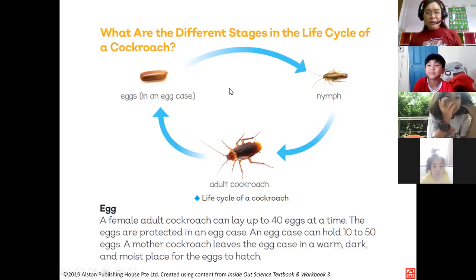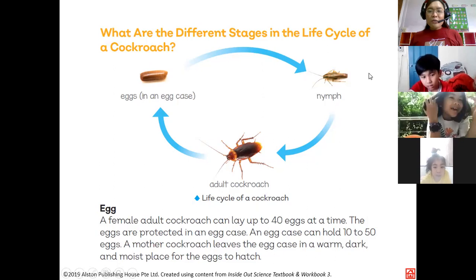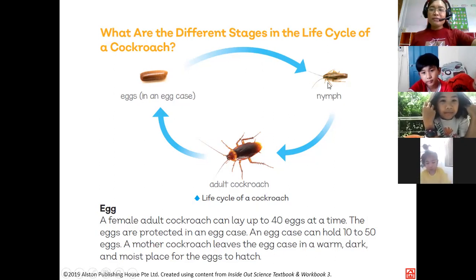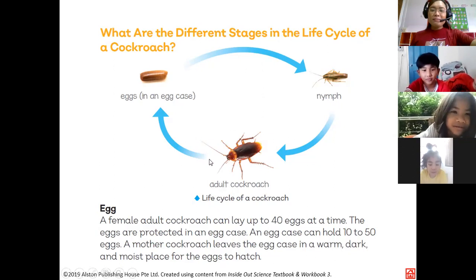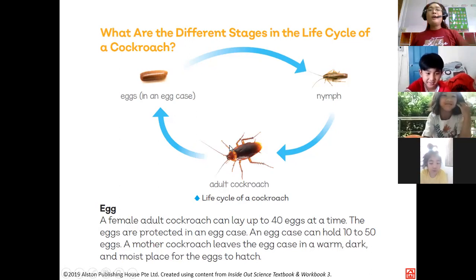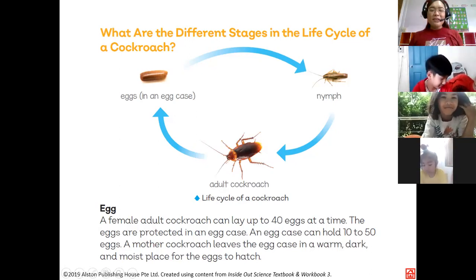Let me question you. What is the first stage? Eggs. What is the second stage? Nymph. What is the third stage? Adult cockroach. Oh, good job. All right.